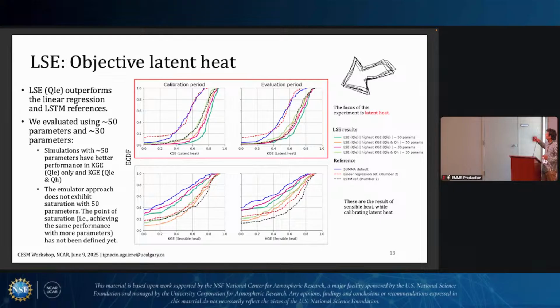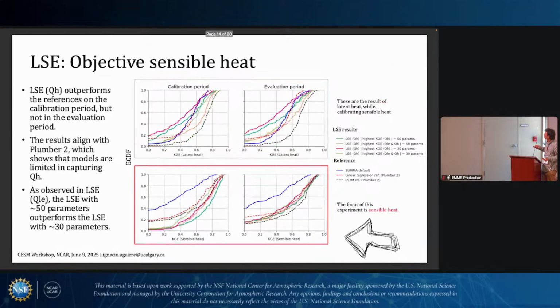When we are trying to calibrate latent heat, we don't see as good results in sensible heat, and vice versa, when we have only one objective. For sensible heat, we did get better results than the single site, but we're still missing some stuff in the evaluation period with latent heat. But still, more parameters give us better results.